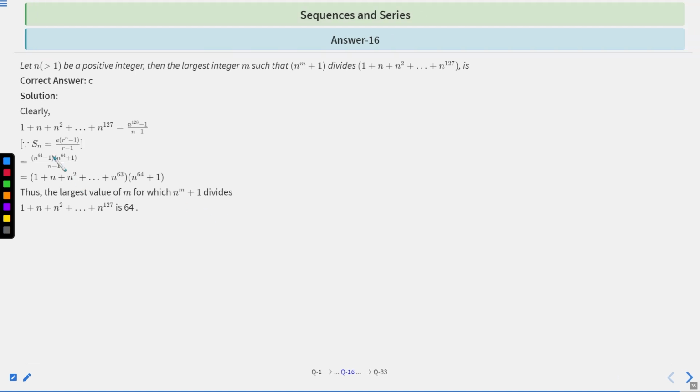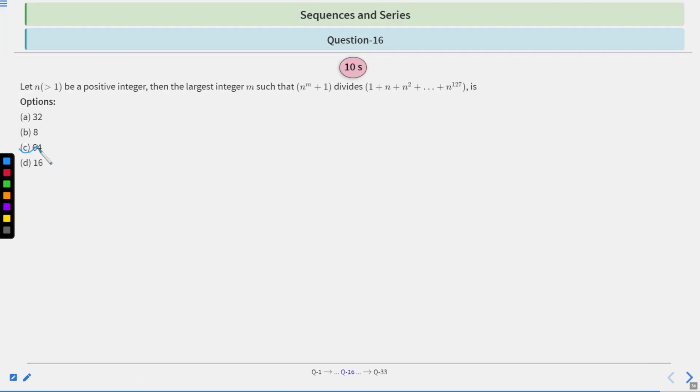So 1 plus n plus n square till n to the power 127 is in GP and can be written as n to the power 128 minus 1 upon n minus 1, the summation of n terms of a GP. Now n to the power 128 minus 1 can be broken as n to the power 64 minus 1 into n to the power 64 plus 1, upon n plus 1, n minus 1. So n to the power 64 plus 1 is a factor of this. Thus, the largest value of m for which n to the power m plus 1 divides this is 64. So option C is the right choice.